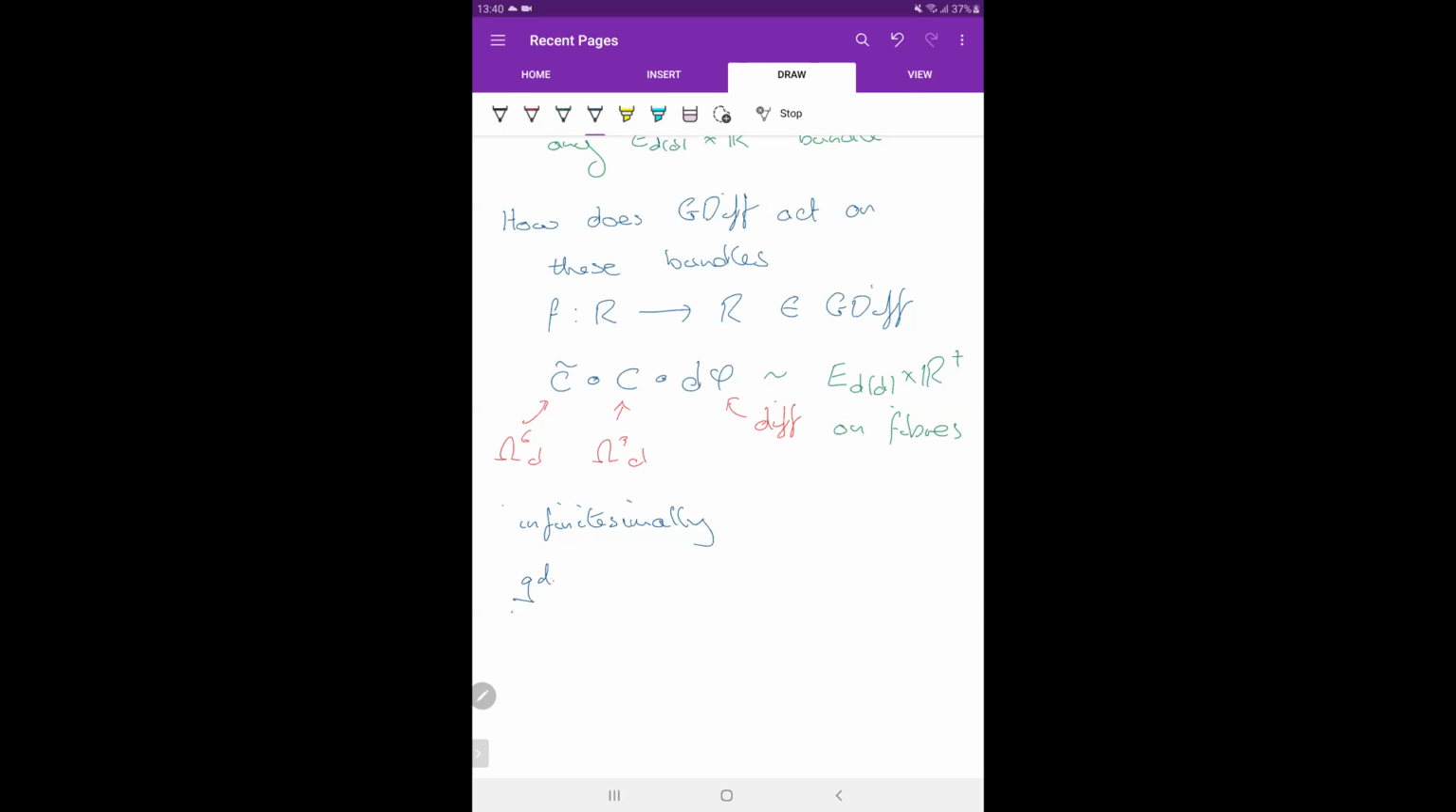And again, infinitesimally, a gdiff looks something like a transport term plus an EDD piece.